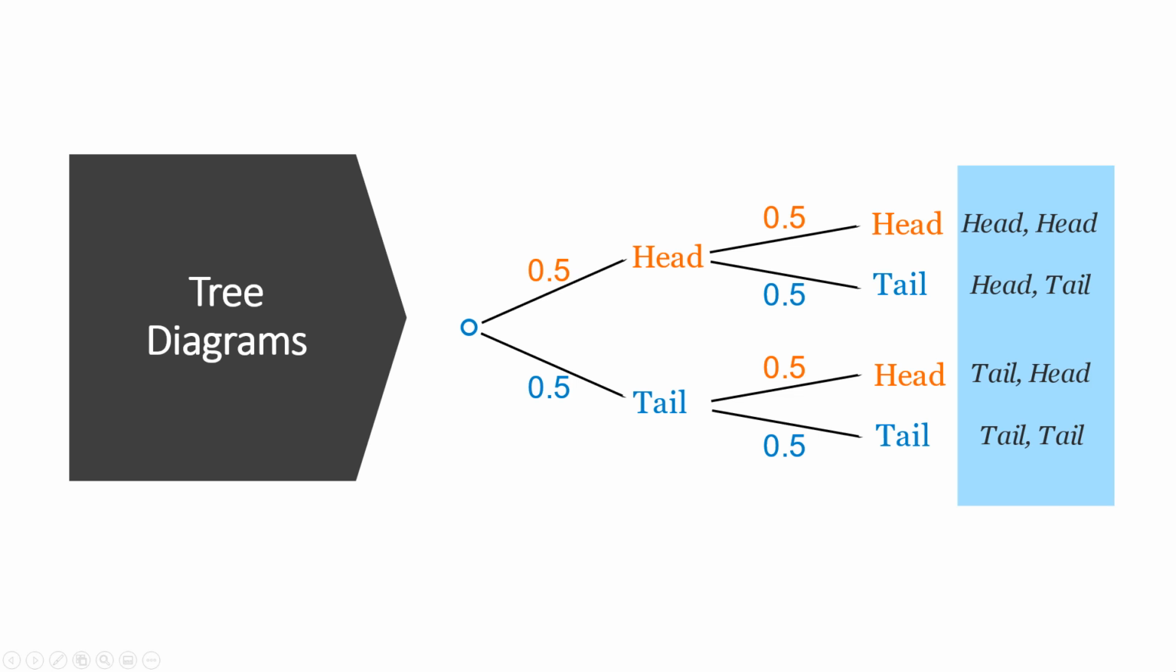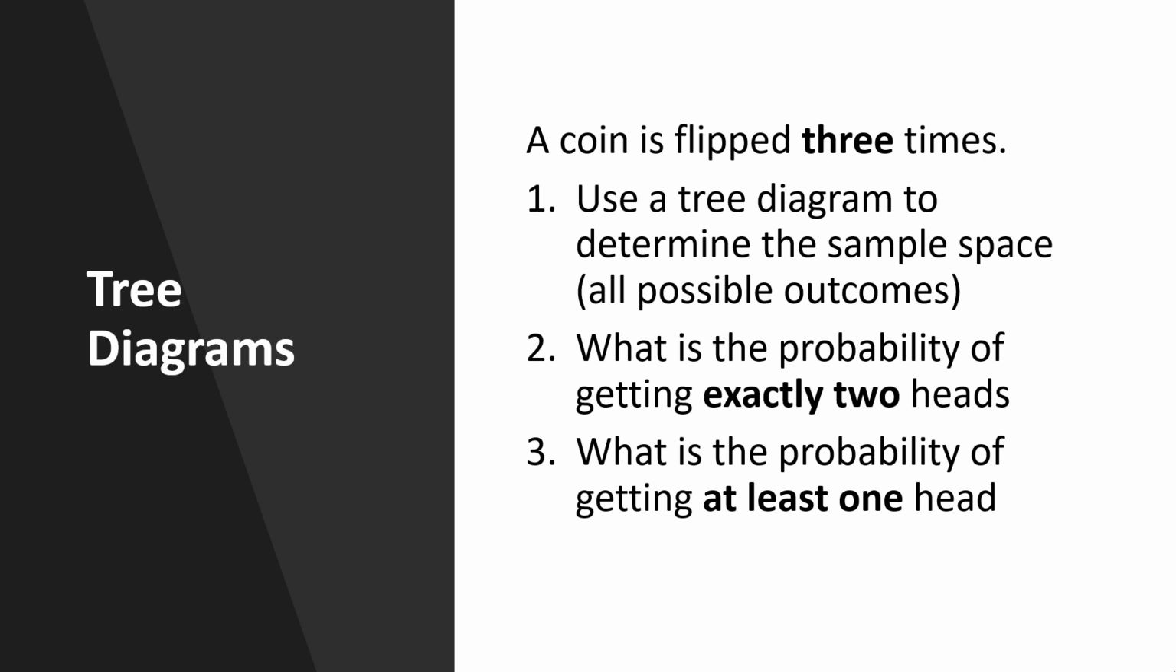Let's do our last example. A fair coin is flipped 3 times. Number 1, use a tree diagram to determine the sample space. The sample space is the list of all possible outcomes. Number 2, what is the probability of getting exactly 2 heads? And number 3, what is the probability of getting at least 1 head?